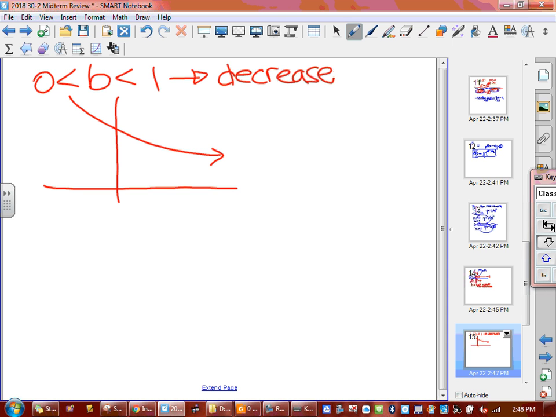Okay. All right. Now we're going to look at doubling time and half-life. Okay, and the exponential fraction equation. Okay, everybody's favorite, I know.